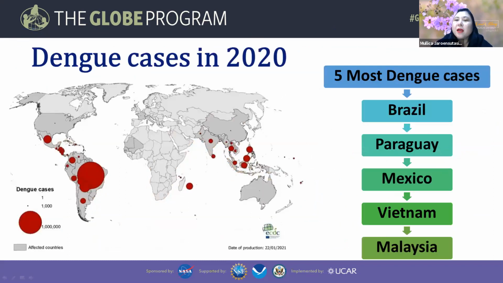And when you want to know how many countries are actually affected by dengue, this is the world map of dengue cases in 2020. As you can see, so many countries have reported dengue cases, and the highest number is the largest red circle here. I think it is Brazil. Brazil last year reported more than 1 million people with dengue. So the most dengue cases in 2020 were in Brazil, Paraguay, Mexico, Vietnam, and Malaysia.